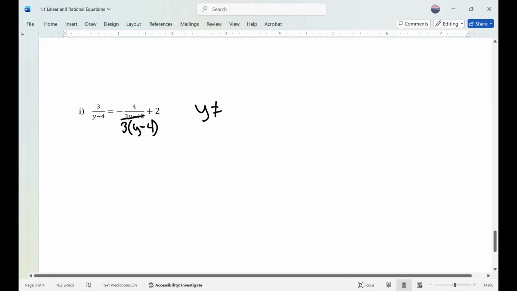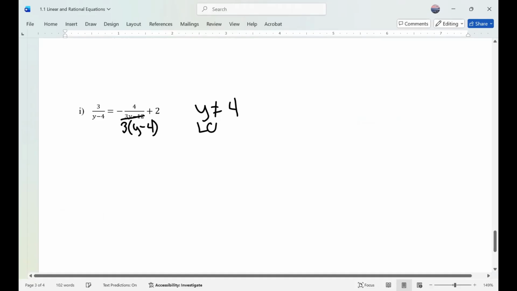So on the first one, y cannot be positive 4, because if you use positive 4, 4 minus 4 would give you 0. So y can't be positive 4. In the second one, the 3 isn't going to give us an extraneous because there's no y attached to it outside. Y minus 4, again, is going to give us a positive 4 as our extraneous. And then the last one, the 2 is not going to give us an extraneous because that's in the numerator. And so that's 2 over 1. So that's not giving us an extraneous.